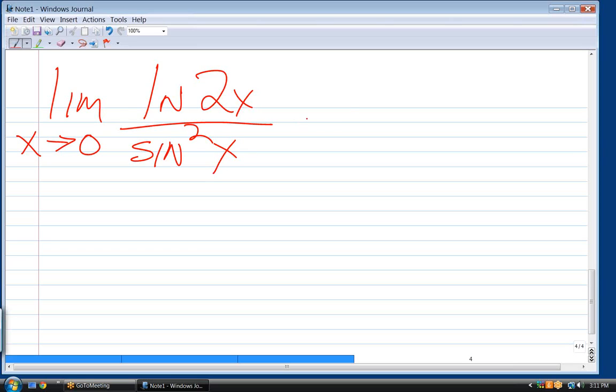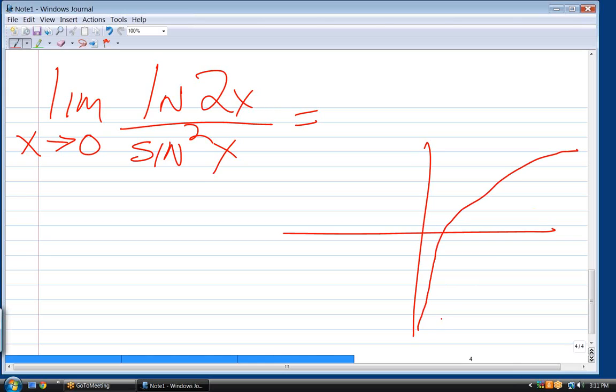Well, what's the numerator go to? The natural log of 0, which is undefined. If I plot the natural log function, here's what it looks like. You can see that the natural log of 0 is close to negative infinity. So if I plug it in, I get negative infinity at the top. You can see why it's negative infinity? Okay. And sine squared of 0 is still 0.